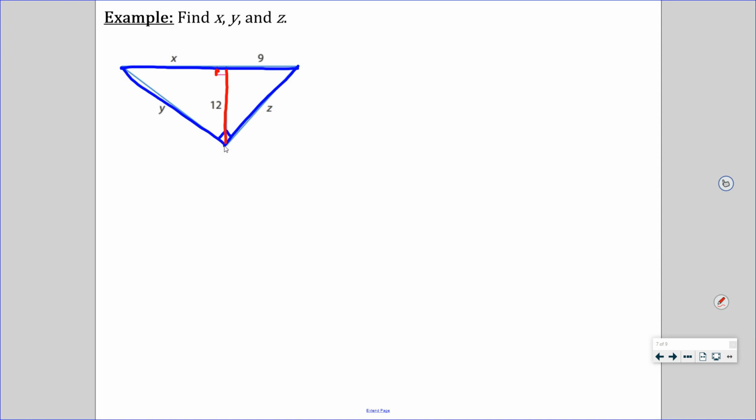The weird thing about this one is I actually know what my altitude is. My altitude is 12. And I know one of the little segments that the hypotenuse is split into is 9, but I don't know the other segment. And then they also want me to find the length of each leg. But in order to find the length of each leg, since it's the geometric mean of the entire hypotenuse and the side that it is adjacent to, I first need to find x, because I don't know what the hypotenuse is here.